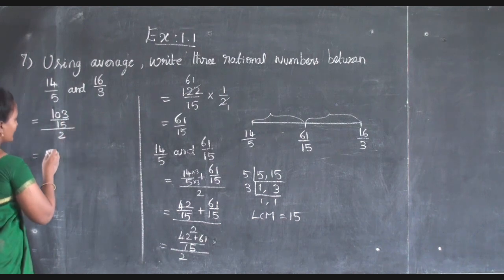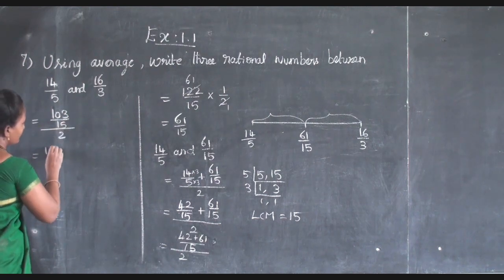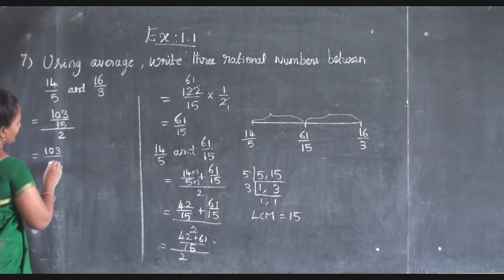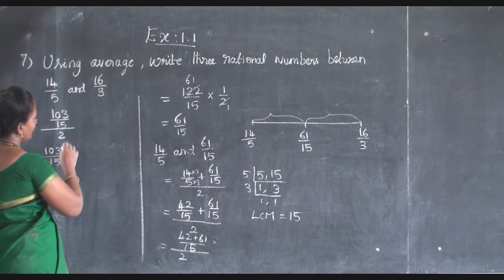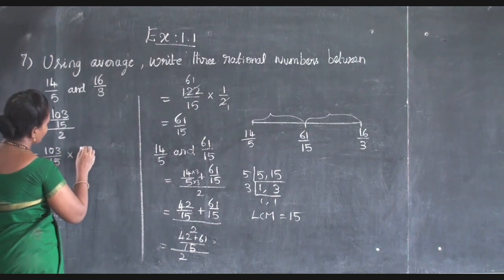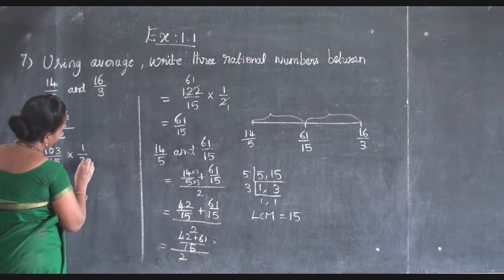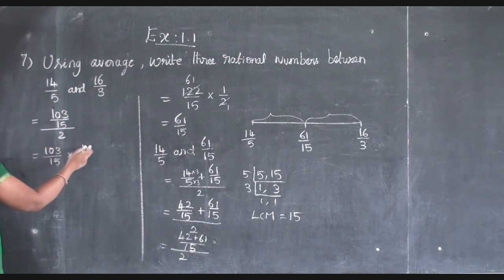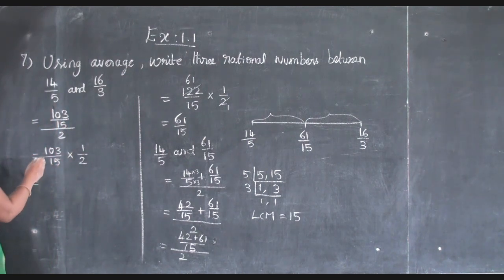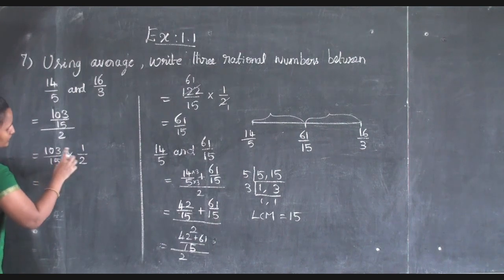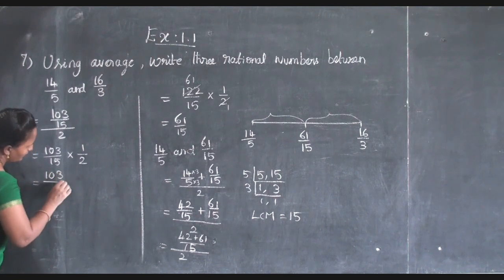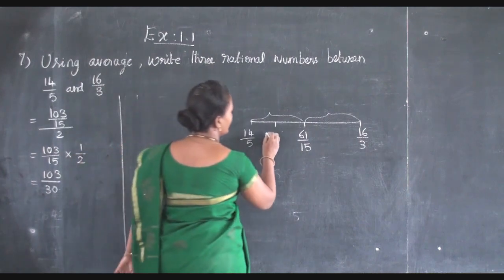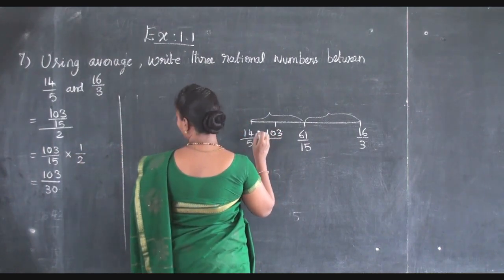Two fractions in division form. So first fraction write as it is and then change into multiplication. We have the condition: take reciprocal. Reciprocal of 2 is 1 by 2. Now cancellation is here. So multiply numerator with numerator: 103 into 1, 103, divided by 15 into 2, 30. Now we found one more number, 103 by 30.